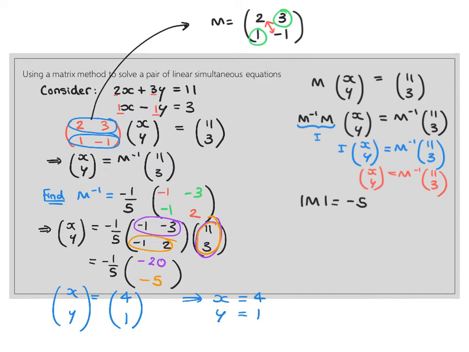And you can substitute those back into the original pair of simultaneous equations to check. 4 times 2 is 8, plus 3 times 1 is 11. 4 take away 1 is 3.